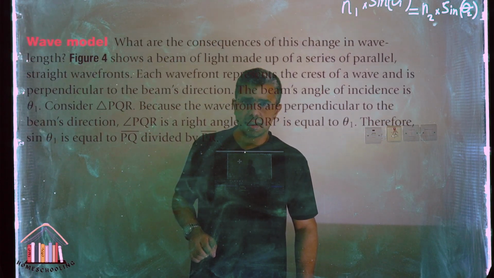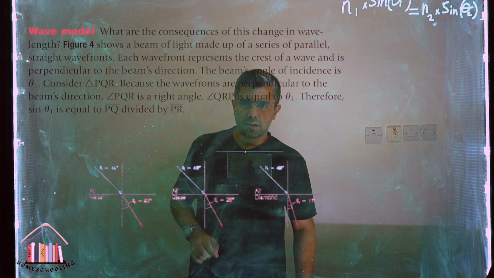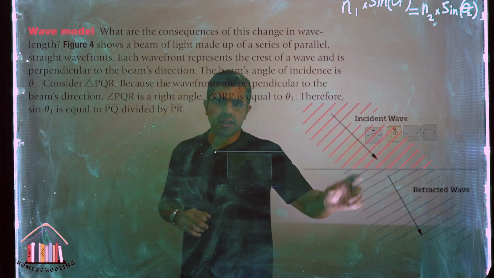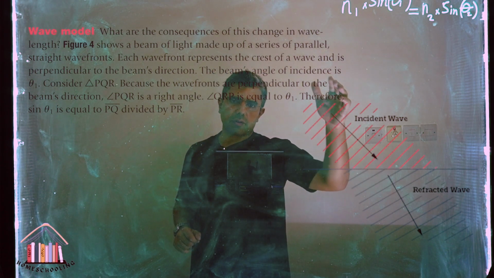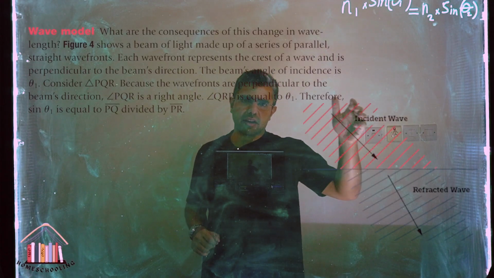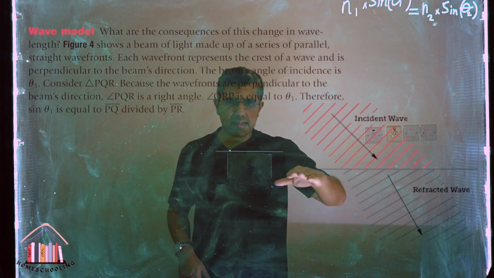That's described here. So we have the wave model of light. It's described here. We have the incident wave, or the incident light. Let's say it's moving from air, or from a vacuum. These are the waves of the light, and this is the boundary.